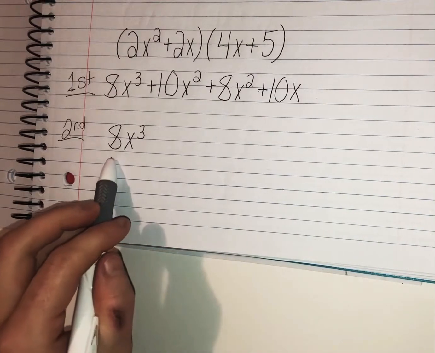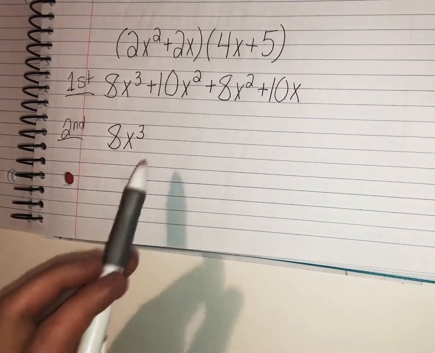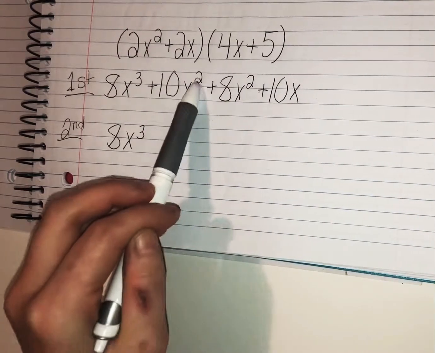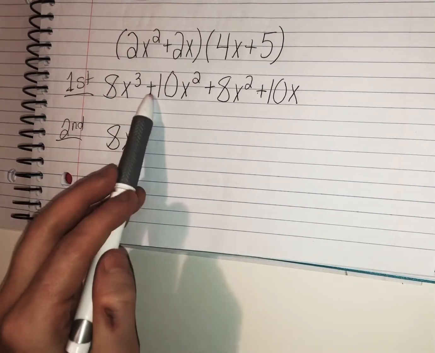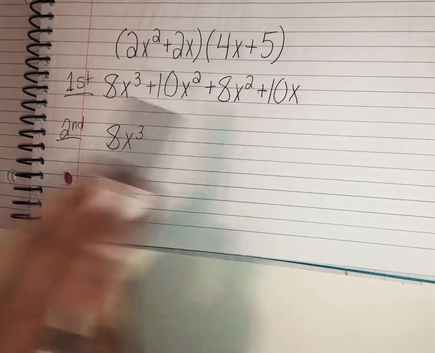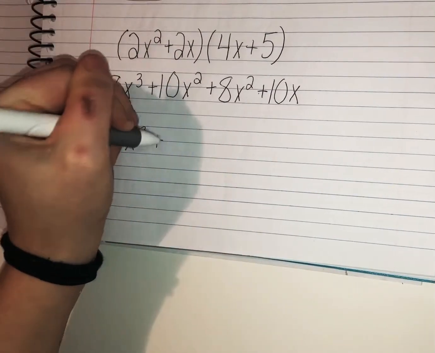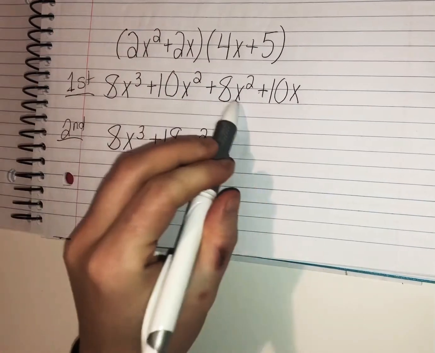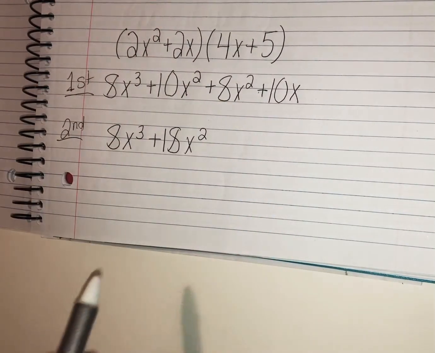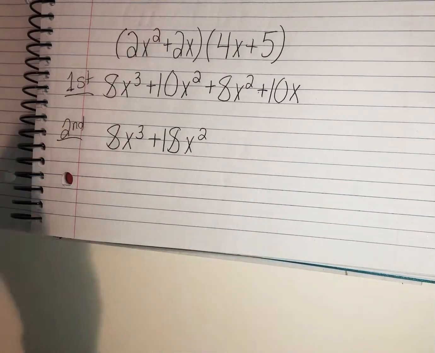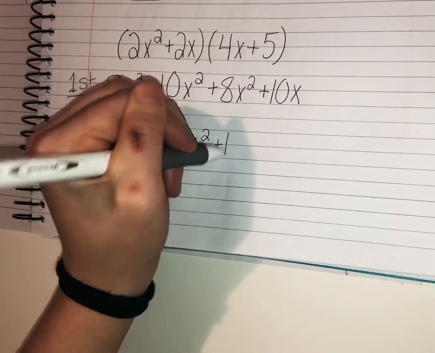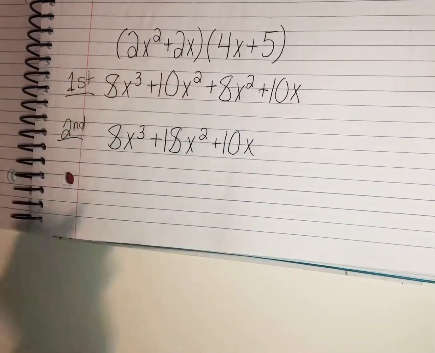So we keep it 8x to the third, but you see here we have two terms that have the same ending, which is x squared. So we can add them. Positive 10x plus 8x is positive 18x squared. We keep the same ending. And then we have a lonely 10x. There's no other number here that has that same ending, so we just write it and keep it the same.